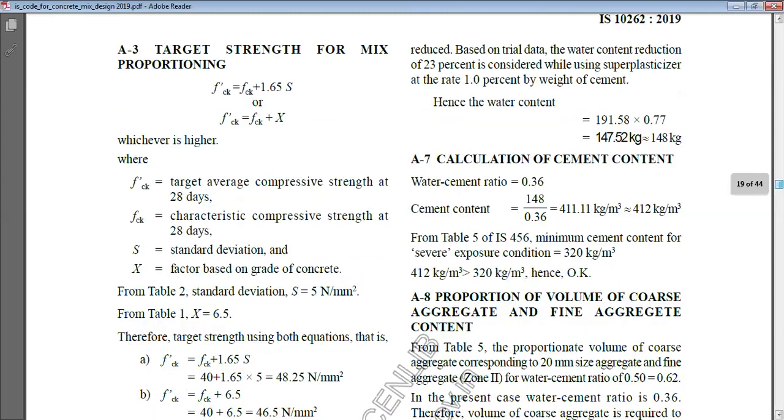The dosage is 1% by weight of the cement. Usually we take it as 1 to 1.5%. Based on calculations, we got the water cement ratio as 0.36. 0.36 is nothing but water divided by cement equal to 0.36. We know the quantity of water we are going to add, hence the cement content becomes 148 divided by 0.36. It becomes 412 kg per cubic meter.